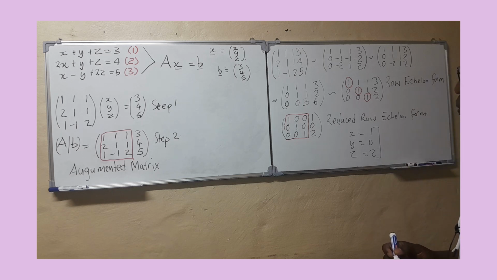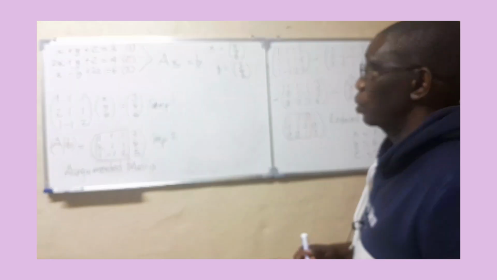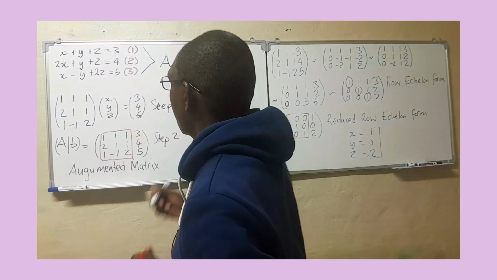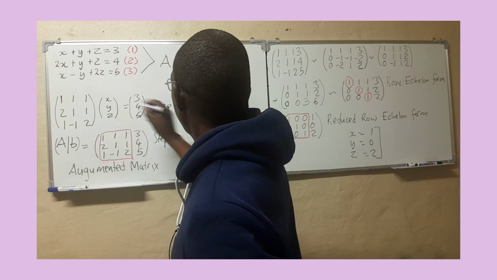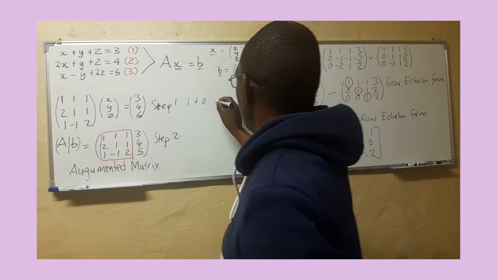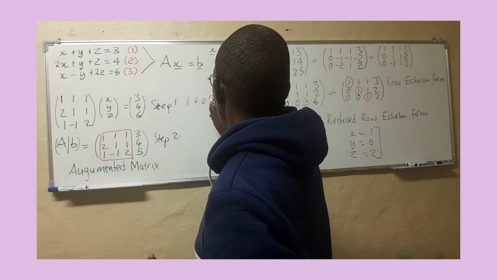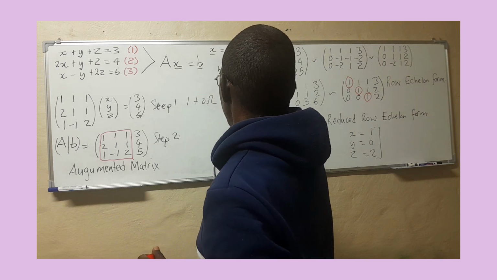Okay, we can even check to see if these values satisfy the equations 1, 0, 2. So we go to the first equation there. X is 1, Y is 0, Z is 2, is equal to 3. 1 plus 0 plus 2 is equal to 3.